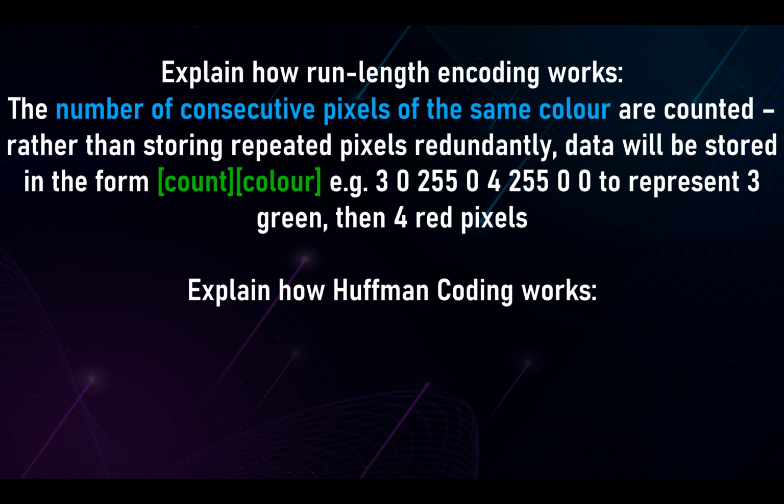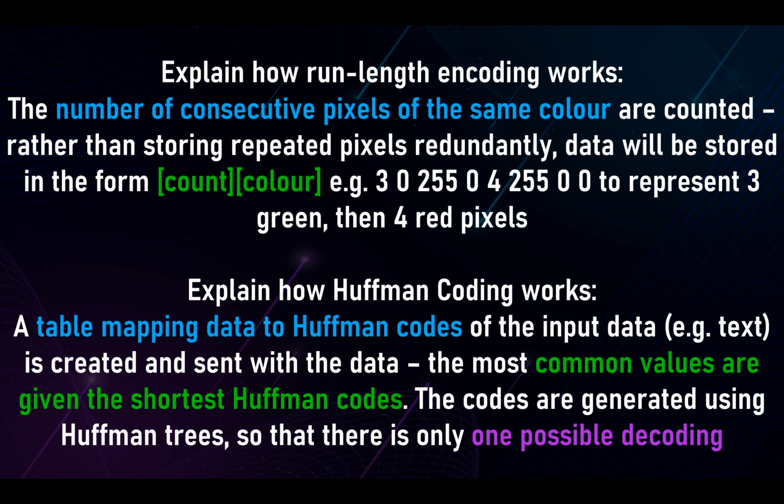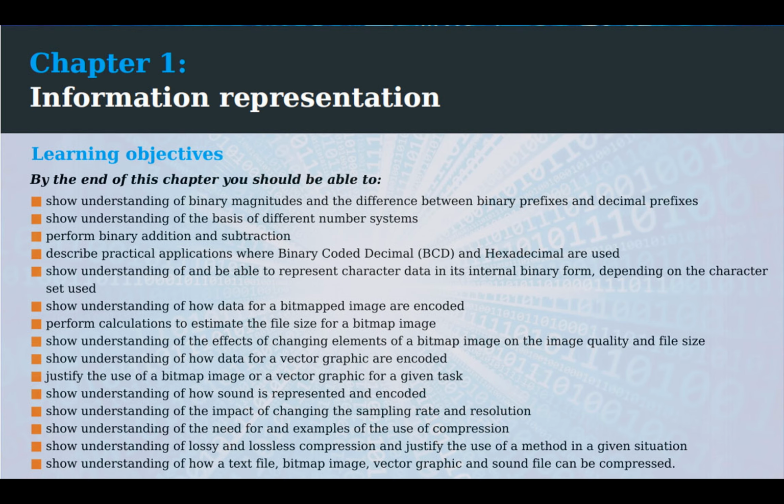Then Huffman coding: we make a frequency table of the most common characters. Then we replace the most common characters with the shortest Huffman codes, and the less frequent characters have the longer Huffman codes. Then we go through character by character, replacing each character with the corresponding generated Huffman code. The thing to note is that they generate a Huffman tree, so there's only one possible decoding. So I think that's actually everything in Unit 1.